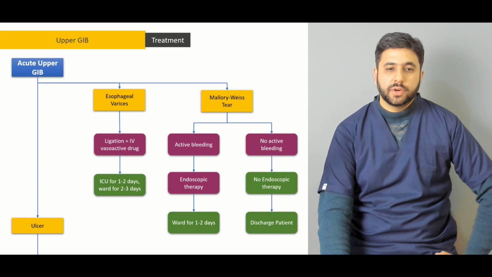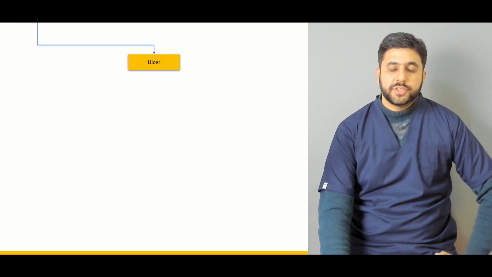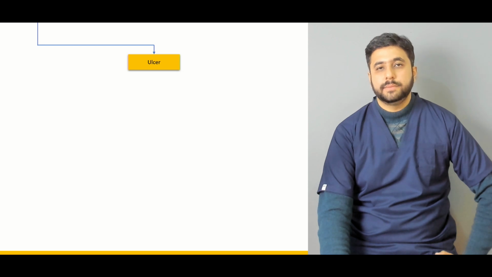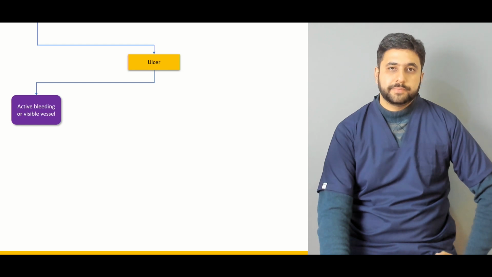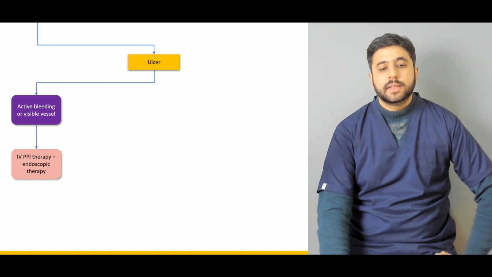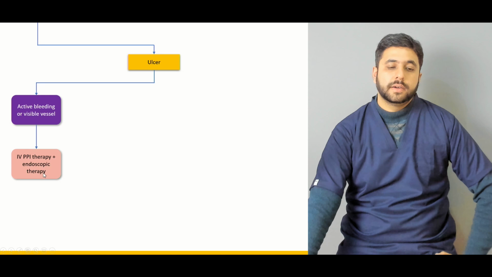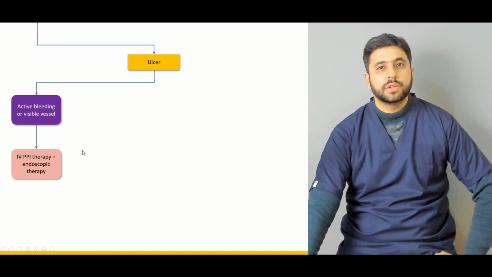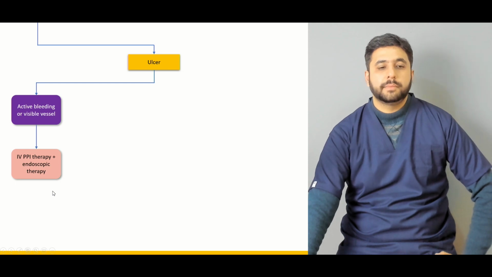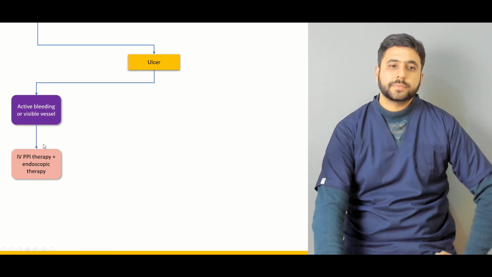Now let's look at peptic ulcers. If we have a patient with a peptic ulcer and he presents with bleeding, and there is active or profuse bleeding, and you scope the patient and there is a visible vessel, for example, a gastroduodenal artery bleeding, the number one thing to do is, with the help of an endoscope, you coagulate that artery or do sclerotherapy, or you stop the bleeding with the help of endoscopic therapy. And along with that, you provide PPI cover. You can give a bolus of a PPI initially, for example, 80 mg, and then follow it up with 8 mg per hour for the next 72 hours or so.